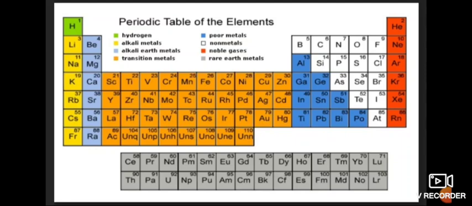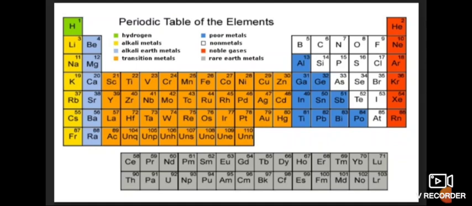Helium is present in the 18th group. Why is helium in the 18th group? Because its atomic number is 2, and in its electronic configuration the K shell has 2 electrons, so the K shell is completely filled. Completely filled elements are present in the 18th group, so all the noble gases are in the 18th group. Followed by lithium, beryllium, boron, carbon, nitrogen, oxygen, fluorine, neon, they are present in the second period. Sodium to argon are present in the third period.